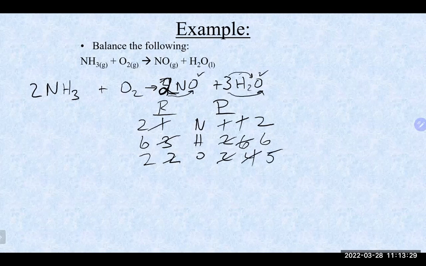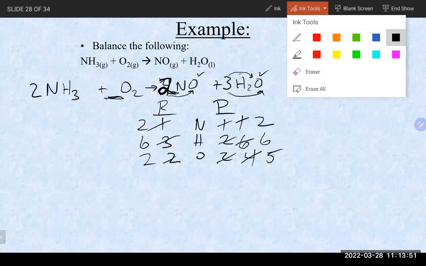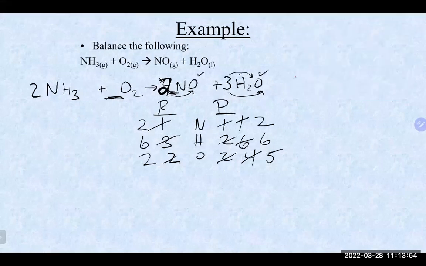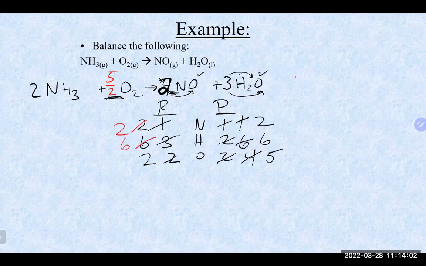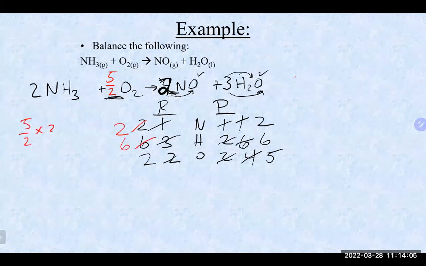Any questions so far? At this point, we pretty much have coefficients in front of everybody except for the oxygen, which is where we want to go next. We clearly do not want to erase our coefficients because we're kind of going backwards. So we basically need to turn a 2 into a 5. We can do that by using a fraction of 5 divided by 2. If you do that, you end up with 2 nitrogens, 6 hydrogens, and when we take 5 halves times 2, we end up with 5 in this case.